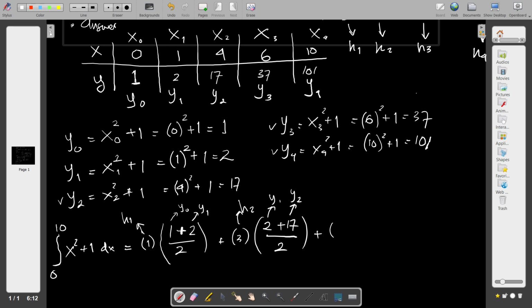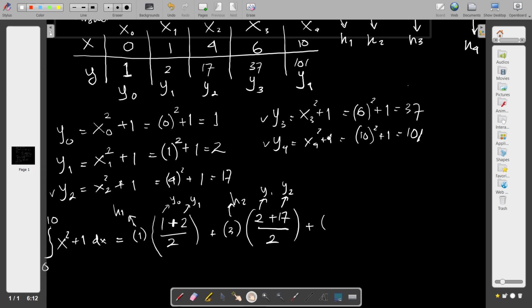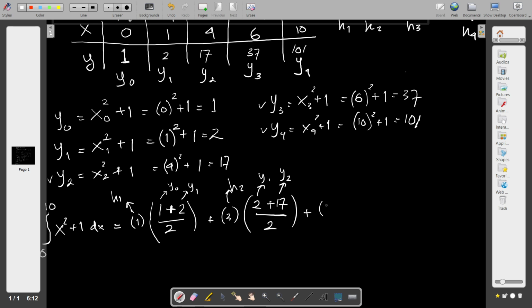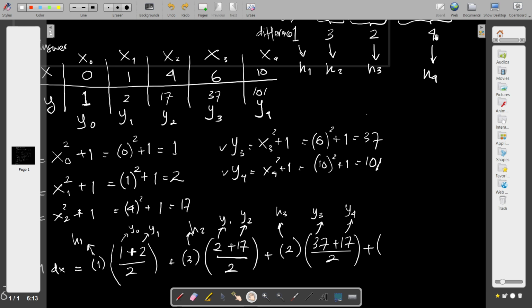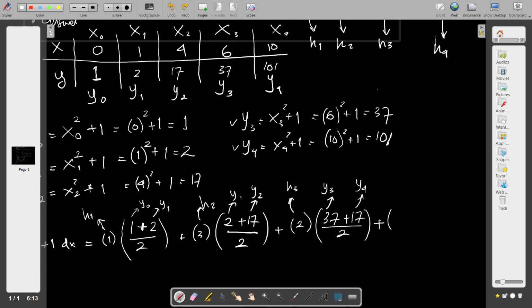Plus h3. So our h3 is 2. Okay, this is 2, times y3, our y3 is 37, plus y2, 17, divided by 2. So this is h3, this is y3, and this is y2. Plus h4, which is the final h. So our h4 is 4.